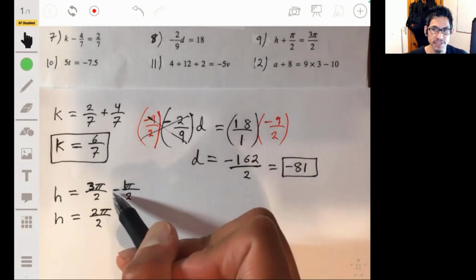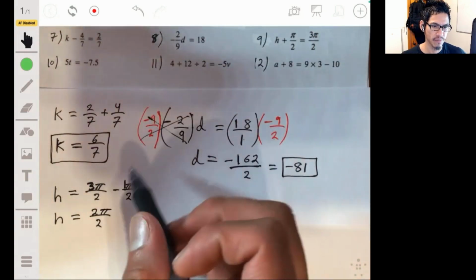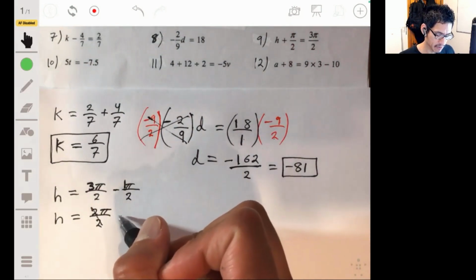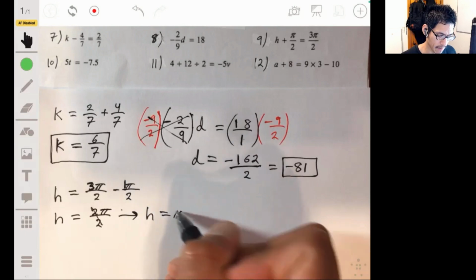Again, when you're subtracting fractions, don't combine the denominators. Only subtract or add the numerators, as long as the denominators are the same. And these 2's cancel, and it reduces to just h equals pi, or 1 pi.